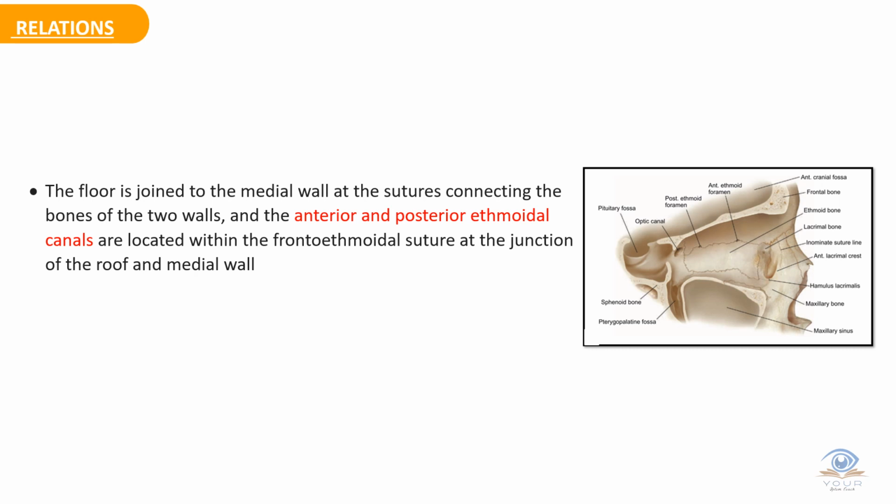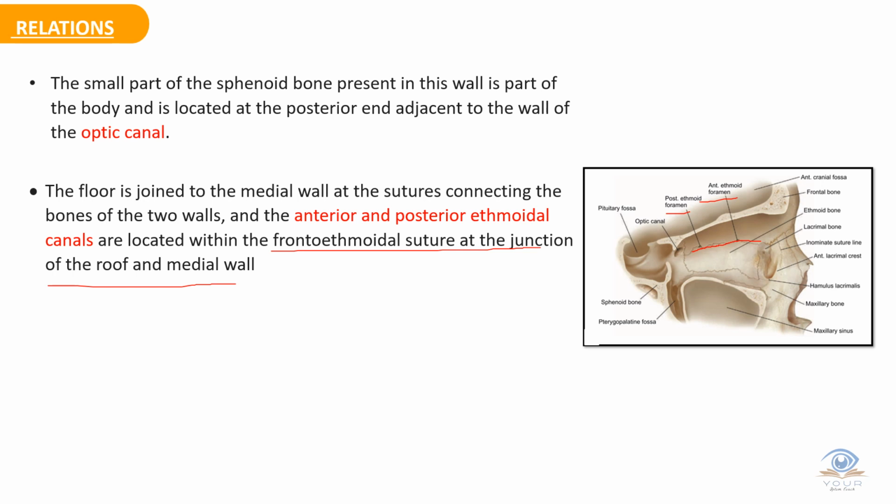The floor is joined to the medial wall at the sutures connecting the bones of the 2 walls, and the anterior and posterior ethmoidal foramina are located within the frontoethmoidal suture at the junction of the roof and the medial wall. So this is the suture and this is where the anterior and posterior ethmoidal foramina are located. The small part of sphenoid bone present in this wall is a part of the body of sphenoid and is located at the posterior end adjacent to the wall of the optic canal.